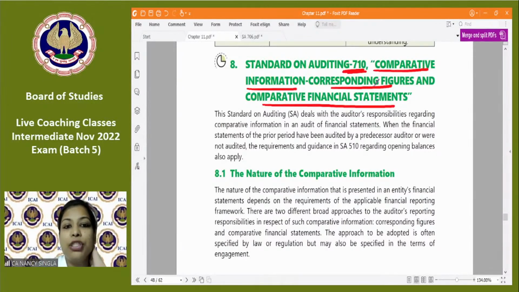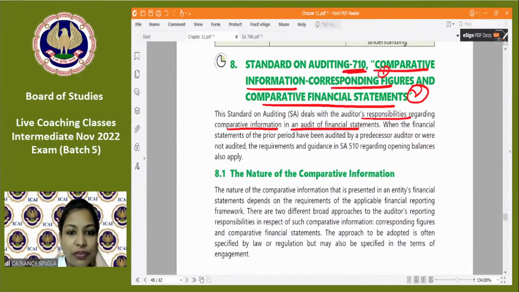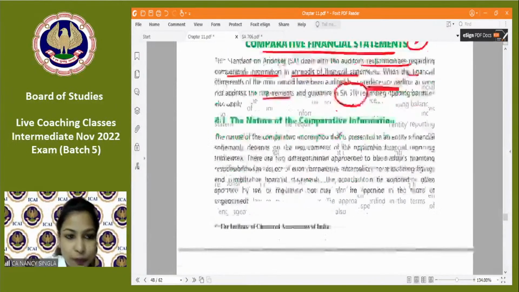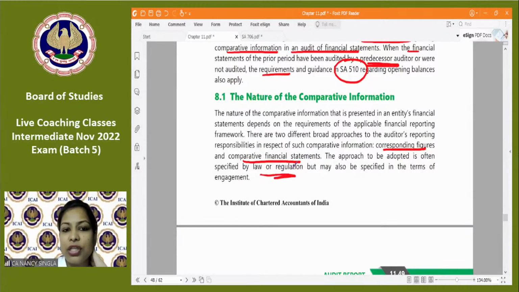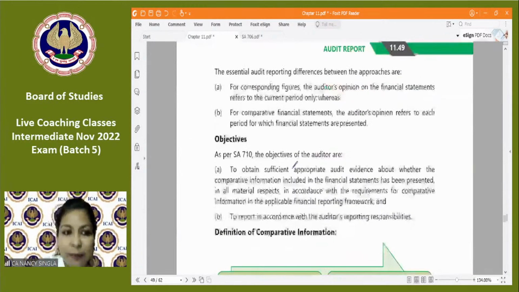तो comparative information दो टाइप की होती है, corresponding and comparative financial statement. So it deals with the auditor's responsibility regarding comparative information in an audit of financial statement. And when the financial statement predecessor auditor ने किया या नहीं हुआ audit, तो SA 510 में जाओ. Comparative information पे it can be of two types, corresponding and comparative, and it depends upon what the law and regulation या जो भी आपका applicable FRF है.